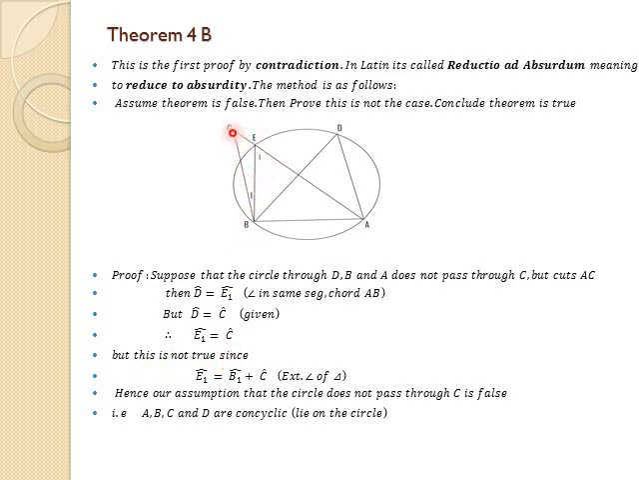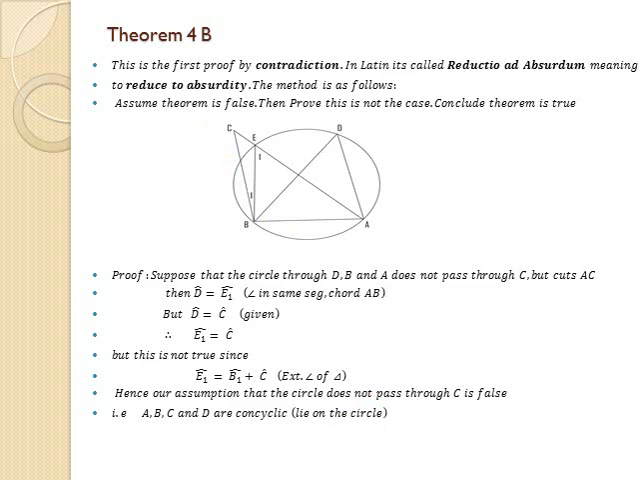Because if we look there, I have a triangle ECB, and E1 is the exterior angle of that triangle. So E1 technically equals B1 plus C, the exterior angle of a triangle. Hence E1 is not equal to C, so our assumption that the circle does not pass through C is false. Therefore A, B, C and D are concyclic and lie on the same circle. So that's the converse of Theorem 4b.